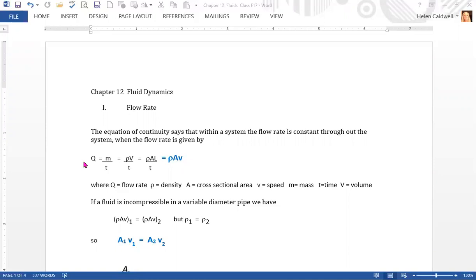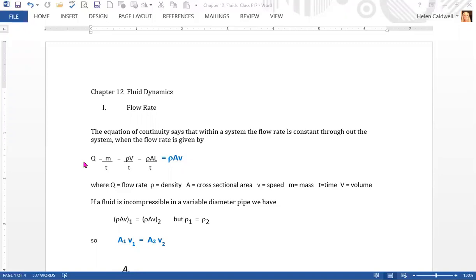But volume would be cross-sectional area times the length of the height of the object. And if you look at that, a distance, L, divided by a time would give us a velocity. So we can take our original flow rate equation of mass divided by time, and it converts into density times cross-sectional area times velocity. So density would be in kilograms per cubic meter, cross-sectional area would be in meters squared, and velocity would be in meters per second.